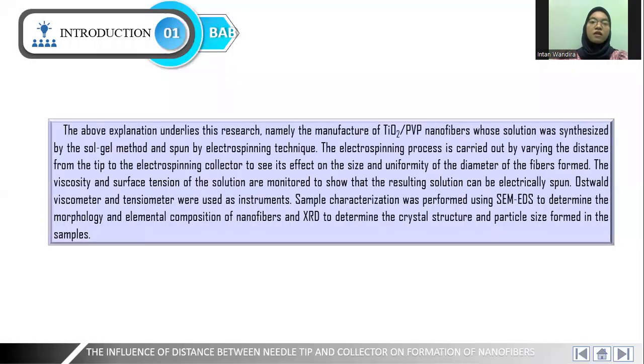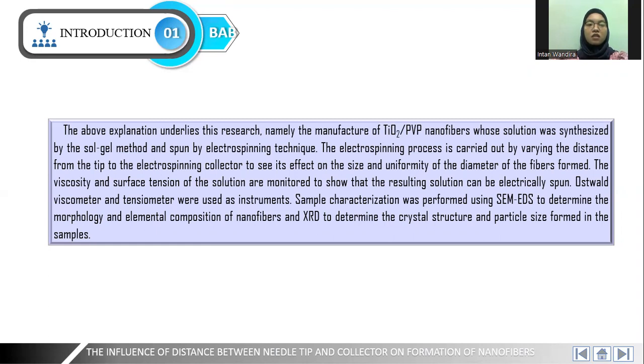The above explanation underlies this research, namely the manufacture of TiO2 PVP nanofibers whose solution was synthesized by the sol-gel method and spun by electrospinning technique. The electrospinning process is carried out by varying the distance from the tip to electrospinning collector to see its effect on the size and uniformity of the diameter of the fiber formed.